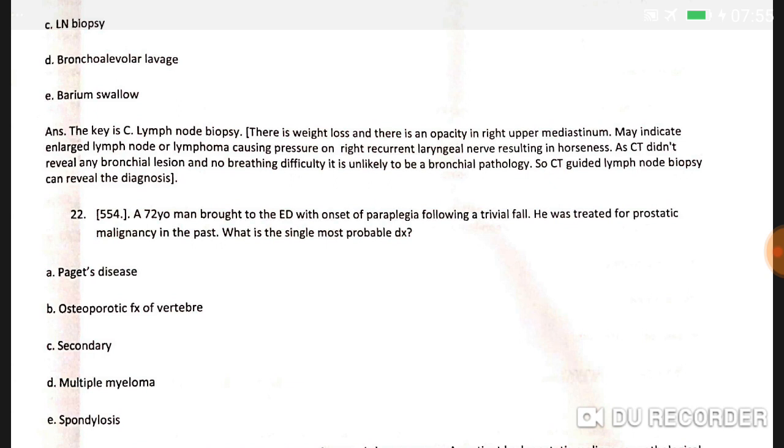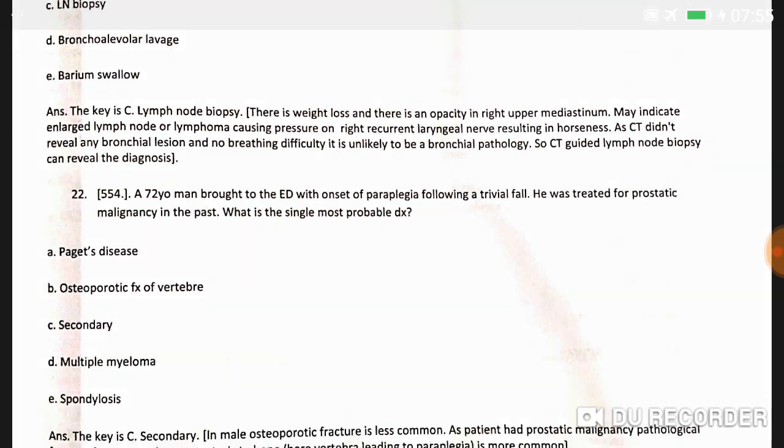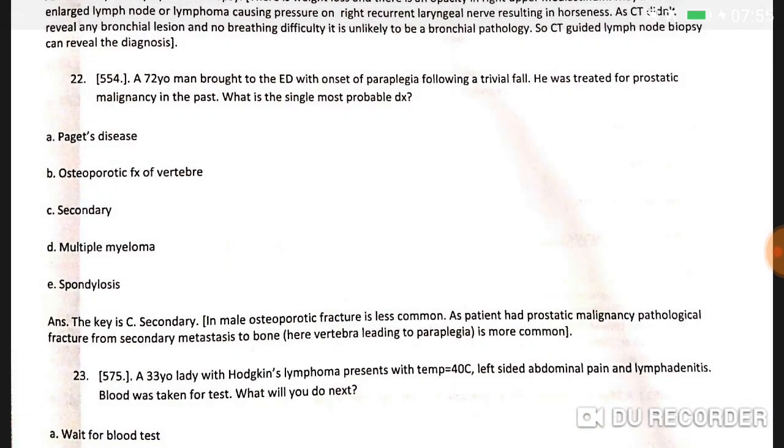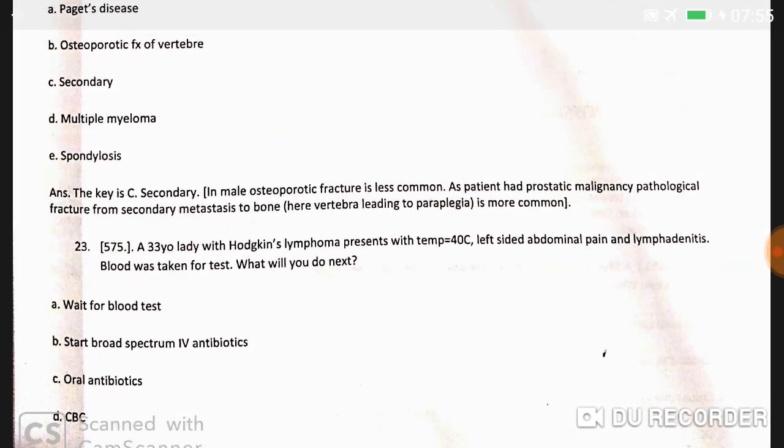A 72-year-old man is brought to the ED with onset of paraplegia following a trivial fall. He was treated for prostatic malignancy in the past. What is the single most probable diagnosis? This is secondary. In males, osteoporotic fracture is less common. As the patient had prostatic malignancy, this is a pathological fracture from secondary metastasis to bone. Here, the vertebra is involved, leading to paraplegia, which is more common.